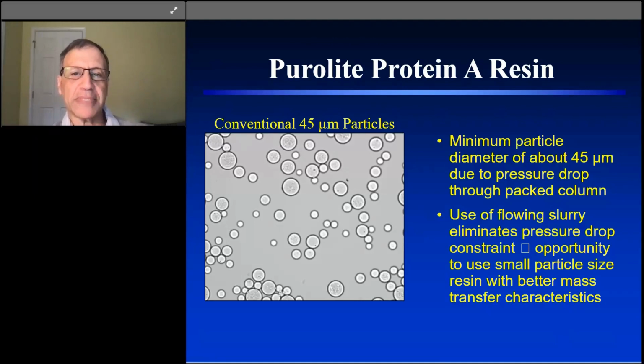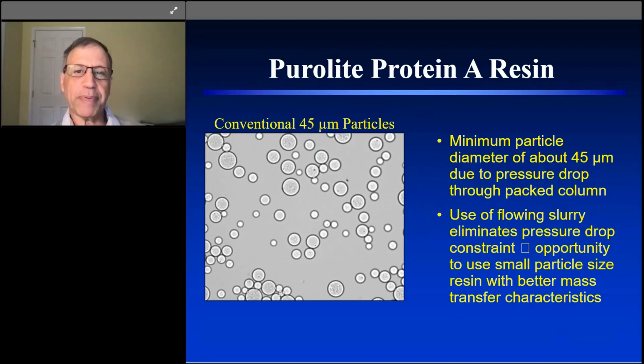Right now, packed columns typically use particles that are at their smallest about 45 microns in diameter. The reason for this is that if you go with any smaller particles, the pressure drop through the column becomes exorbitantly high and can actually cause damage to the chromatography particles. This constraint of pressure drop is completely eliminated when we use a flowing slurry, because the pressure drop for pumping a slurry of 45 micron sized particles is basically identical to that for using 25 micron particles.